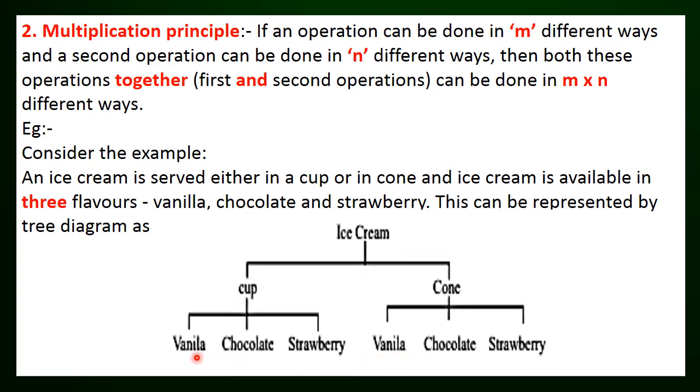You can see that vanilla, chocolate, strawberry in cup, there are 3 different ways, and vanilla, chocolate, strawberry in cone, there are 3 different ways. So 3 plus 3, again 6 coming. That means we don't use the addition here, but by observation we can see that there are 6 different ways. Vanilla in cup, chocolate in cup, strawberry in cup, and vanilla in cone, chocolate in cone, and strawberry in cone. There are 6 different ways of serving the ice cream. Understood?